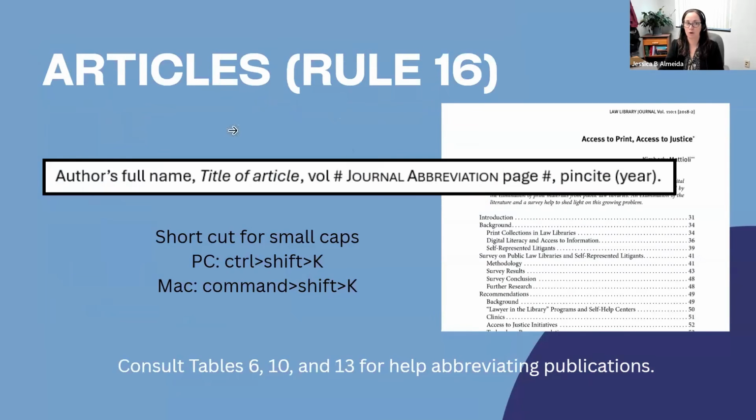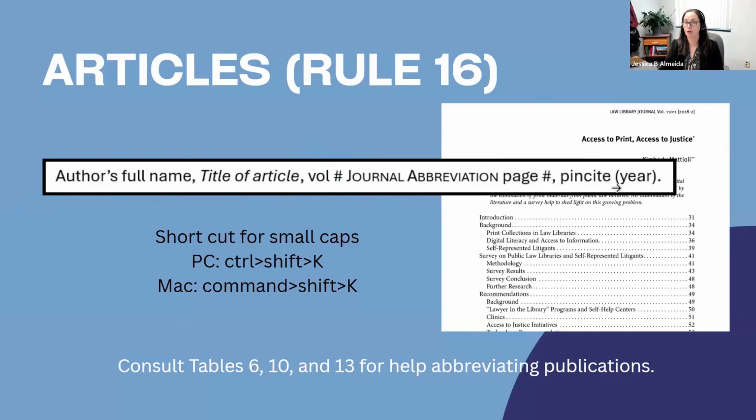Here is the basic format. So for instance, you have the author's full name, comma, the title of the article, which is italicized, comma, the volume number, the journal abbreviation, which is in small caps, the page number that it starts on, comma, your pin site, and then the year in parentheses. And then we always end our footnote with a period.